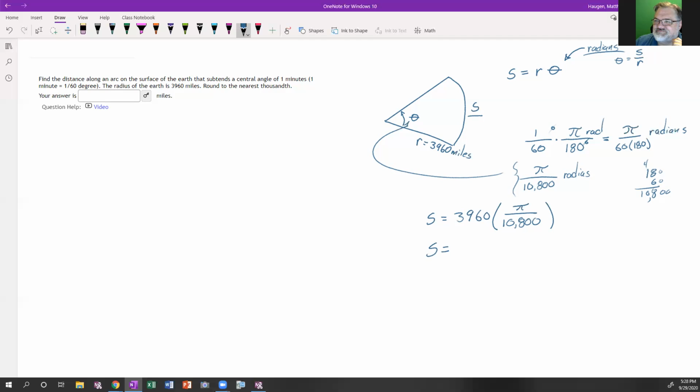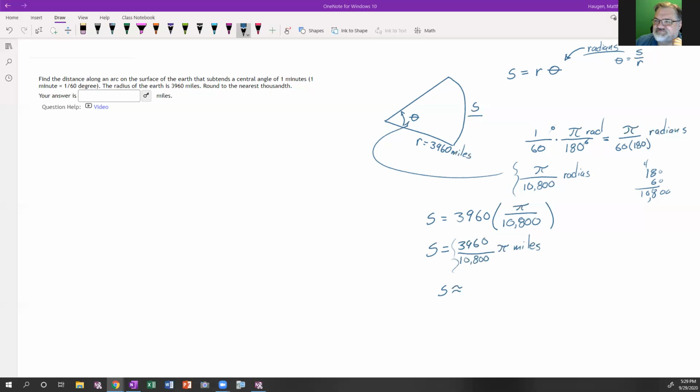So we could, presumably, just say it's 3,960 over 10,800 pi miles. If we wanted to just say, hey, that's a nice answer, we could reduce this fraction, and certainly should reduce this fraction. But it might be nice to just go to a decimal approximation so we can have a sense of how long this is in miles and a little more natural numbers.